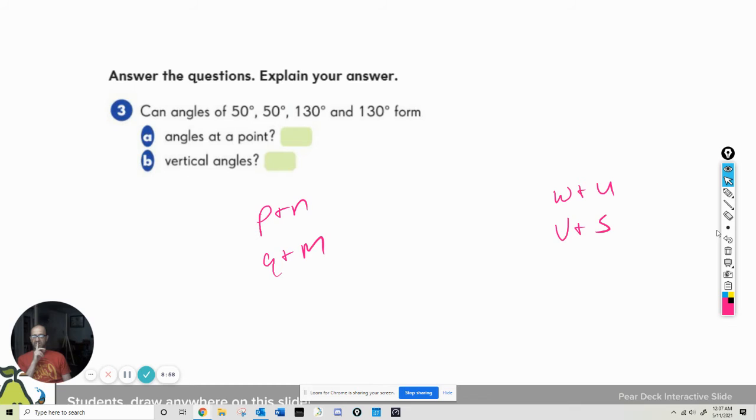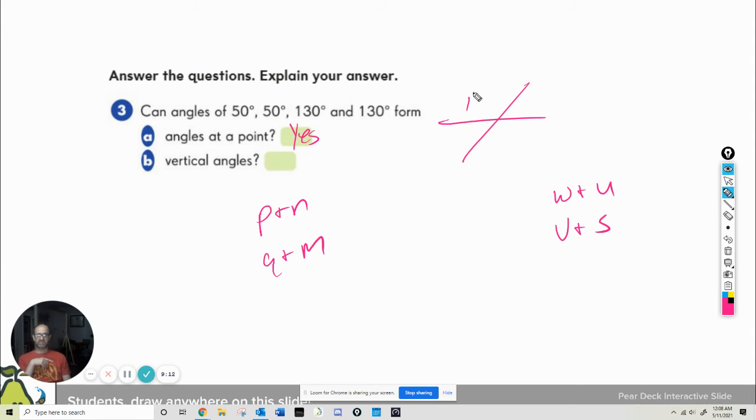Can 50, 50, 130, 130 form angles at a point? Does that mean, do they add up to 360 degrees? 50 and 50 is 100, 260. So first of all, they can form angles at a point. Yes. And then they could also be vertical angles, right? So, yes.